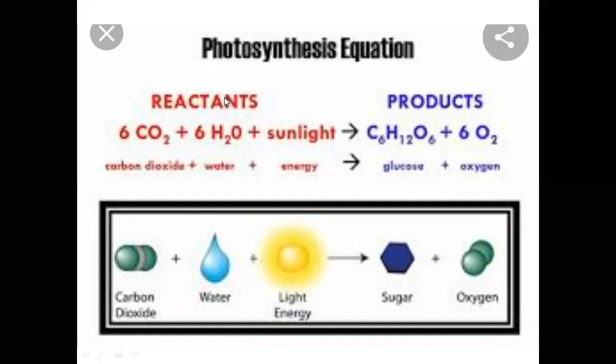As I told you, plants synthesize food by a process called photosynthesis. For photosynthesis the required reactants are carbon dioxide, water, sunlight, and definitely chlorophyll, and it will give us glucose and oxygen. Glucose we use for energy purposes, and oxygen we use for respiration. So these are the two products given by photosynthesis. Carbon dioxide reacts with water in the presence of sunlight and chlorophyll to form glucose, sugar, and oxygen.